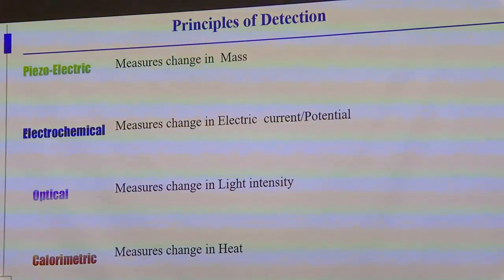And then the last one is calorimetric, and we measure change here in the heat. So these are the basic principles to design or to develop these biological sensors. So let's discuss one by one.